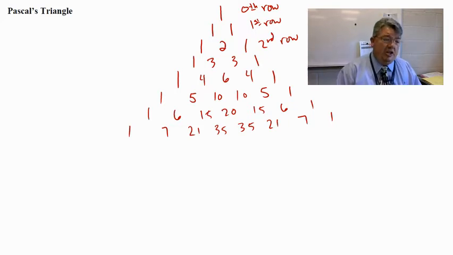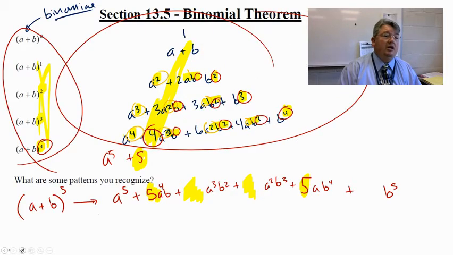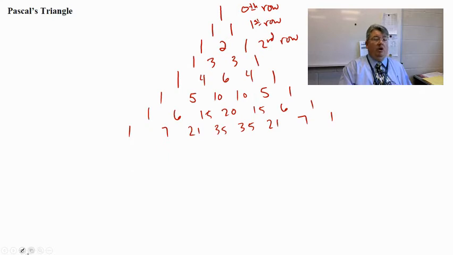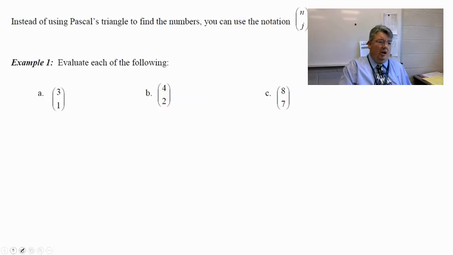But check these out. Look at this compared to this. Check it out. 1; 1, 1; 1, 2, 1; 1, 3, 3, 1; 1, 4, 6, 4, 1; 1, 5, 10, 10, 5, 1. Pascal's triangle will give you the coefficients for a binomial expansion. Cool, huh?